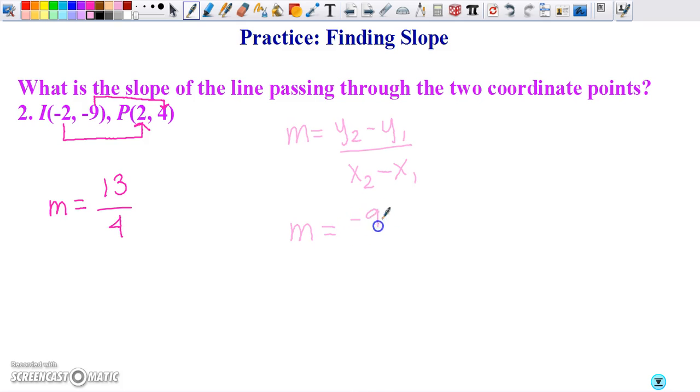All right, so negative 9 minus 4 divided by negative 2 minus 2. So we get negative 13 divided by a negative 4. Well, a negative over a negative becomes a positive, making our slope a positive 13 over 4. So remember that it's always y over x, kind of like the mistake I made right here. Be very careful with that, but you do have two methods in approaching your slope.